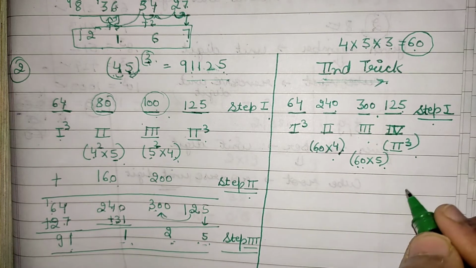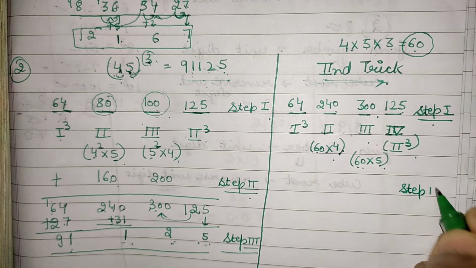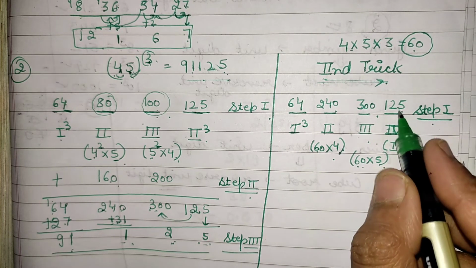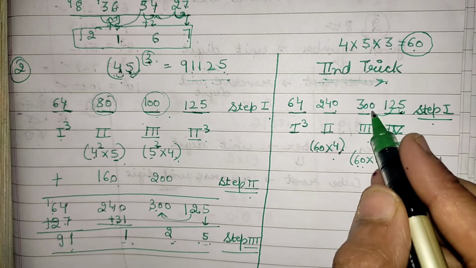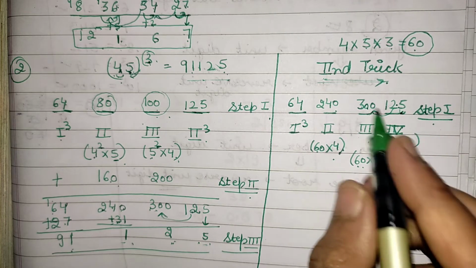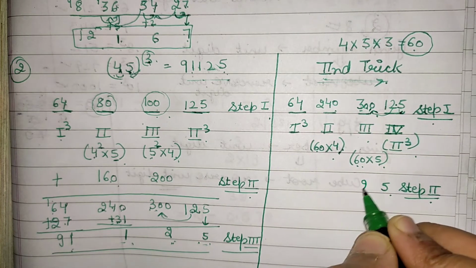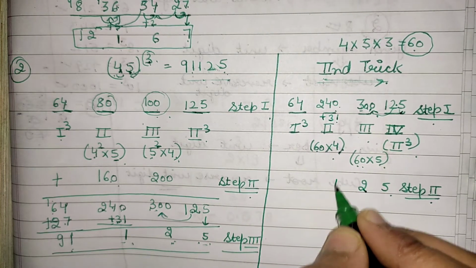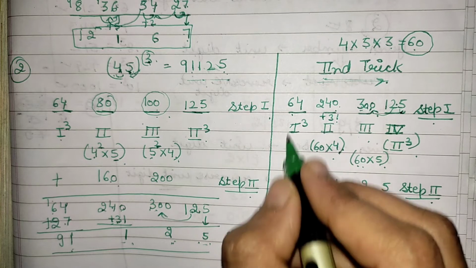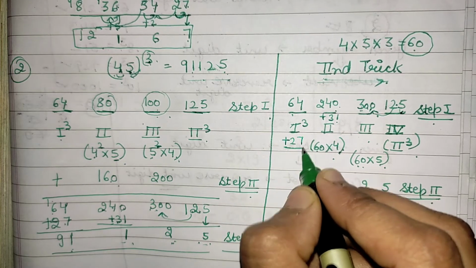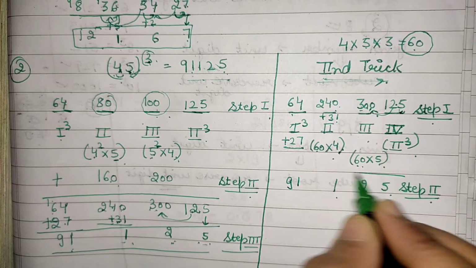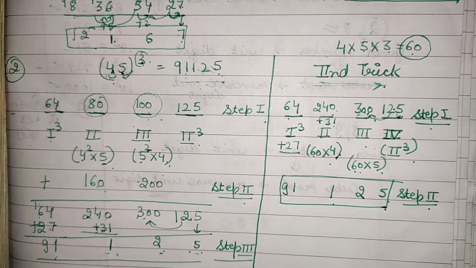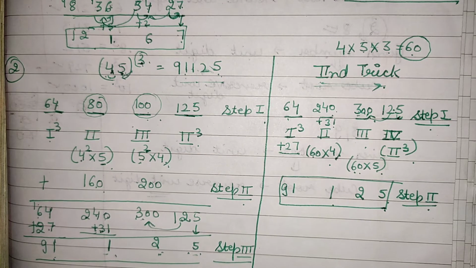Now again, step number 2 is the same. You write down only the last digit 5, and you do the addition 12 here, so it will become 312. 2 will be written here, and then 31 will be carry, so it will be 1, and then 64 plus 27 will give me 91. Whatever trick you find easy, you can use any trick, right?